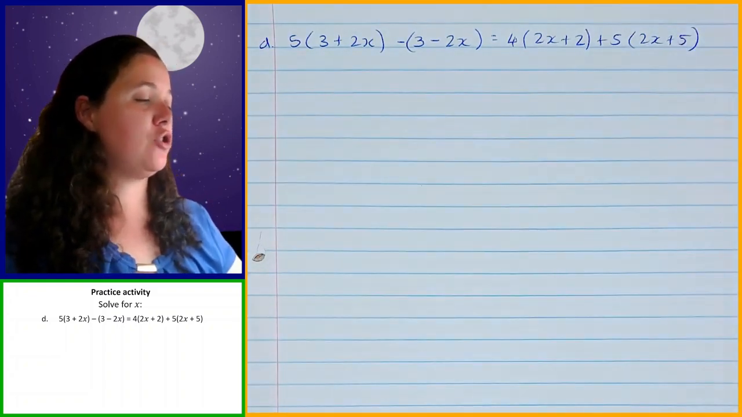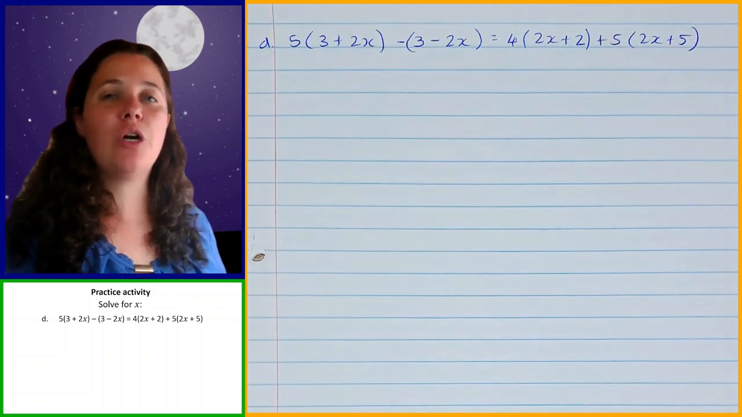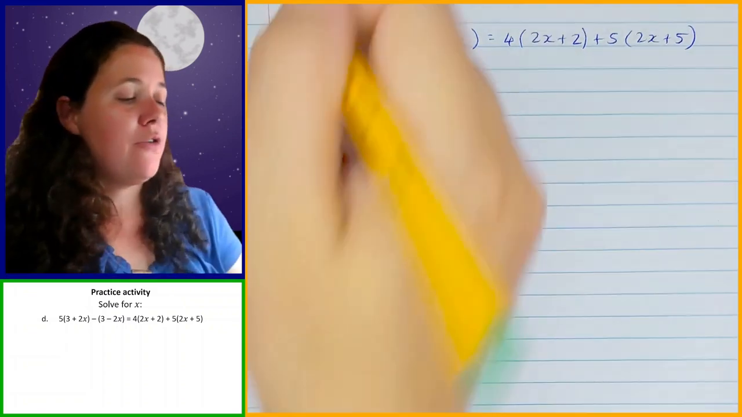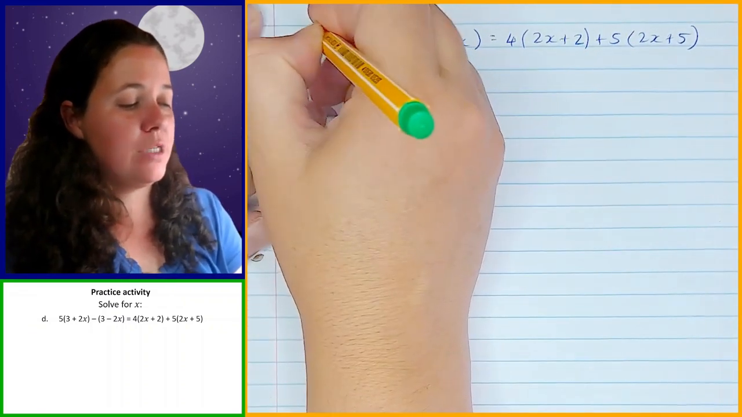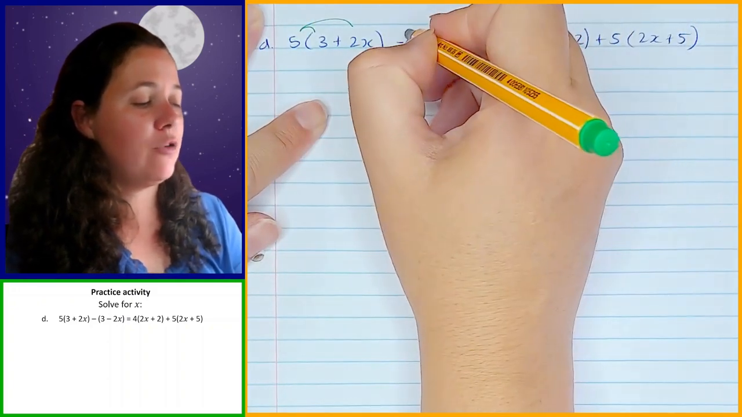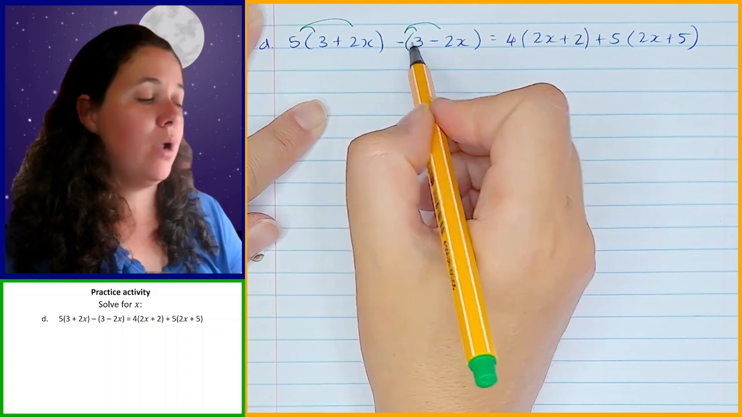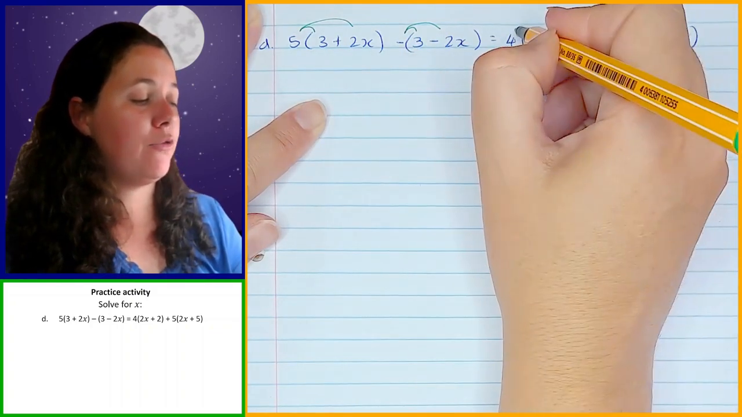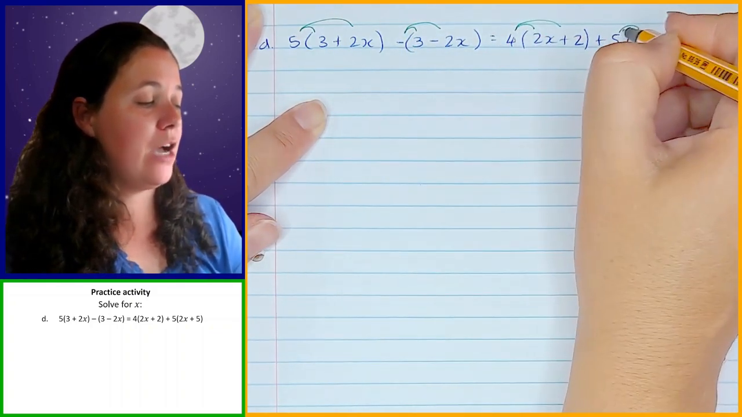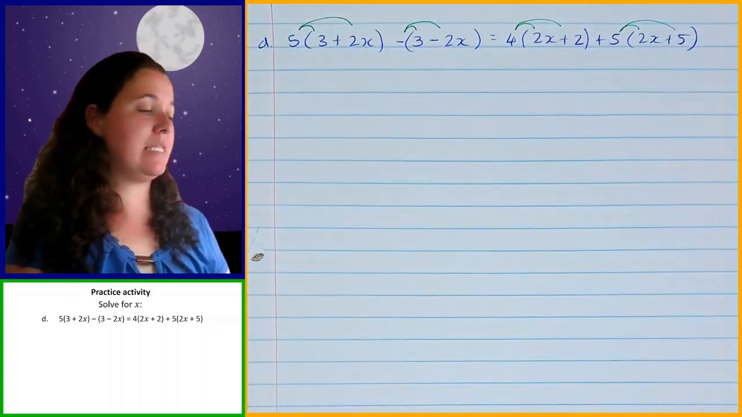So the first thing we're going to do, just like in the previous examples, is we need to go and multiply out those brackets. So we've got 5 that we're multiplying into the first set of brackets. Then over here, I've got negative 1. Remember, you can't see the 1, but it's there. So it's negative 1 being multiplied into that set of brackets. Then we've got 4 being multiplied in there and 5 being multiplied in there. Okay, and this is what it's going to look like.